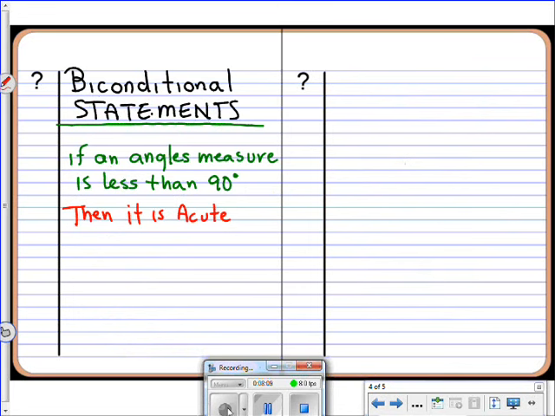All right, let's take a look at this conditional statement. I'd like you to do two things. The first thing I want you to do is write its converse. But before you do, look at this original conditional statement: if an angle measures less than 90 degrees, then it's acute. I want you to declare, is it true or false? And then go ahead and write its converse. Put me on pause. Come back and check your work.